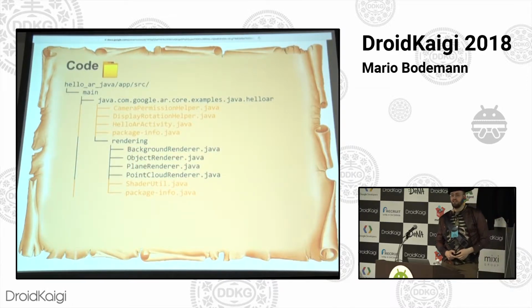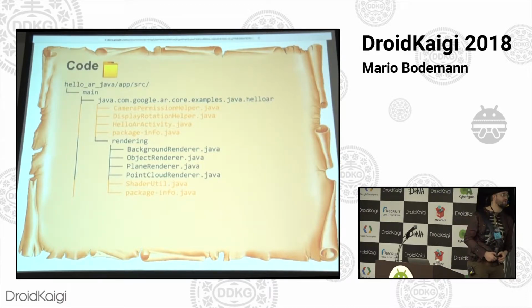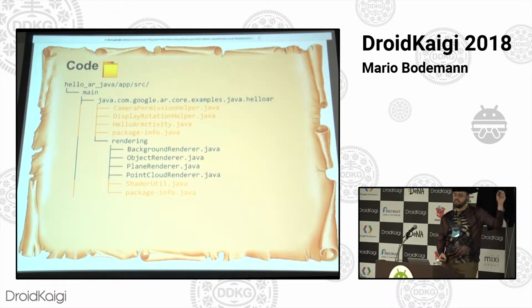Now let's go to the renderers, right? We can see we have a background renderer, we have an object renderer, we have a plane renderer, and we have a point cloud renderer. Like you can see, those are the objects we can render, right? Those are the things we need in order to display something on the screen. The background renderer is actually taking the camera feed and displaying it behind everything else. The object renderer takes the information we just went through and displays the Andy in 3D space. The plane renderer, okay, I think you get the point, right? It's the plane, and the point cloud renderer are the little dots.